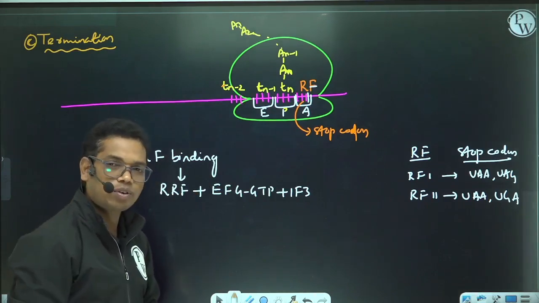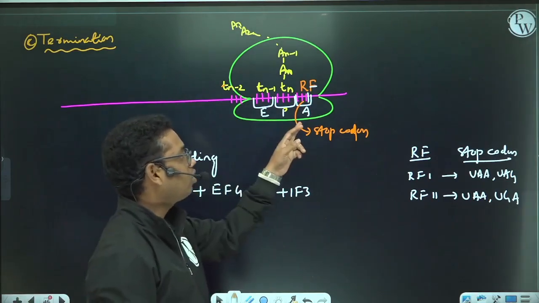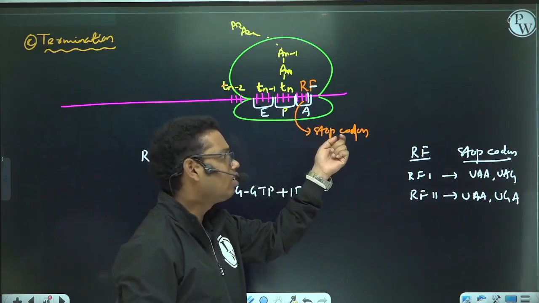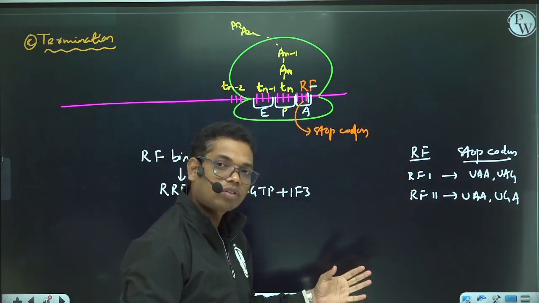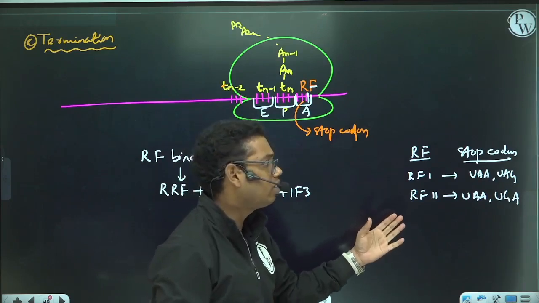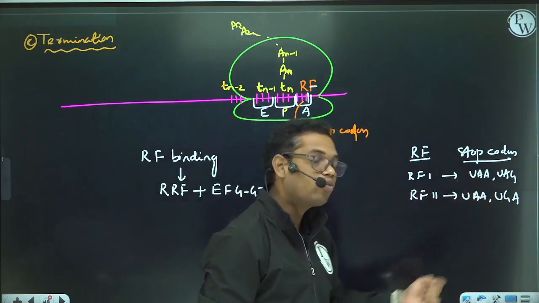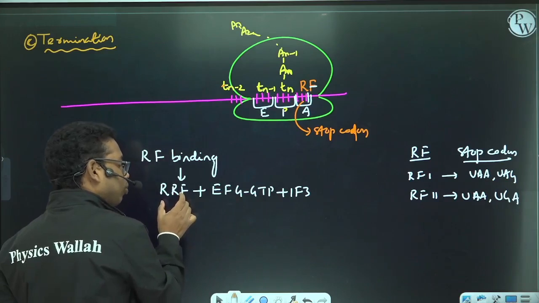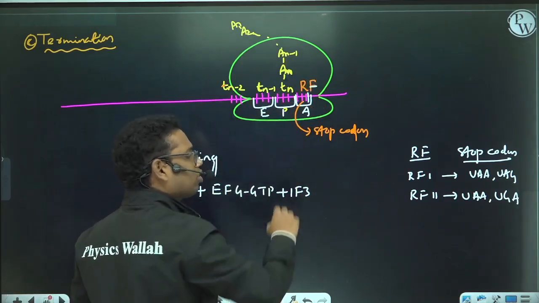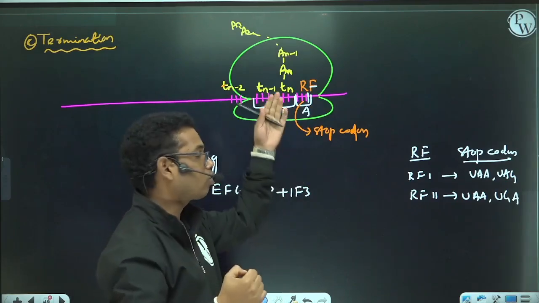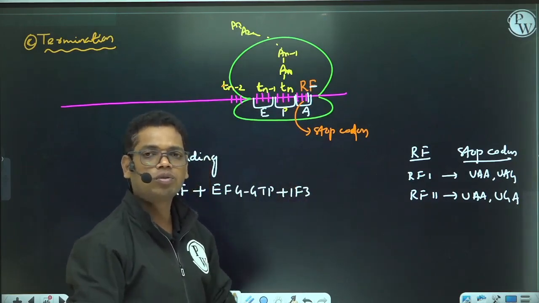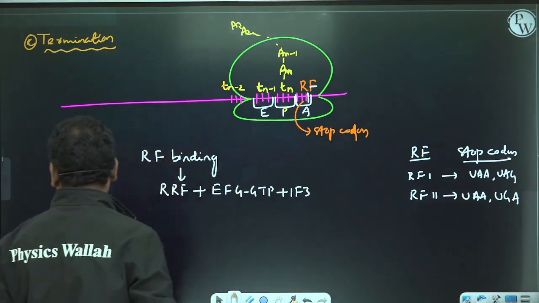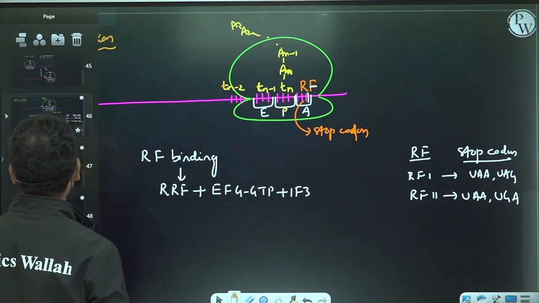completion of the translation. I repeat, if the A site is reached by a stop codon, instead of aminoacylated tRNA, release factor will go and bind. Which release factor will go and bind? It will be decided by the nature of the stop codon. And later on, what will happen? IF3 along with elongation factor G and RRF, ribosome recycling factor, will go and bind to this complex, which will cause the dissociation of all the components of this complex, which will cause the termination of the translation. So this is what happens in the translation process. Clear? Now, let us talk about regulation of gene expression.